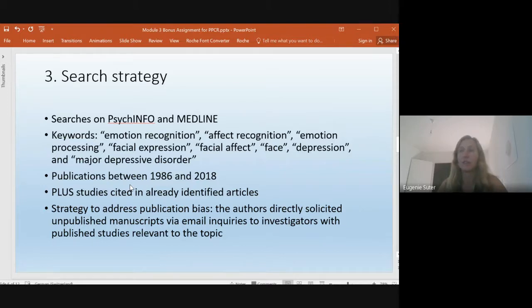And in fact, in their search strategy, the authors included a method to address publication bias. So they directly solicited unpublished manuscripts using email inquiries to investigators who had published studies relevant to the topic. And of course, this isn't perfect because it only looks at a limited number of investigators. But I appreciated that they made an attempt to find unpublished information.